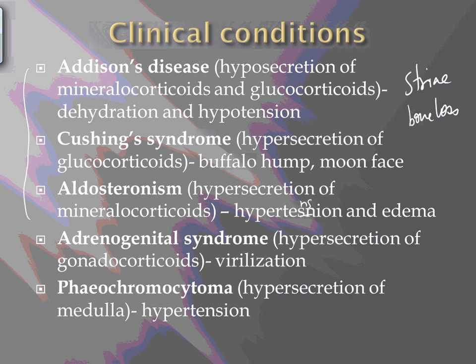Then in the zona reticularis, if there is a tumor where you have hypersecretion of gonadocorticoids, most of the time it affects women more than men, because men already produce testosterone, so it doesn't affect them that much. Most of the time the women look more masculine, which is called virilization of females. These people will have increased body hair, which is hirsutism. They may grow something like a beard. The clitoris may also enlarge and look like a small penis. This is known as the adrenogenital syndrome.